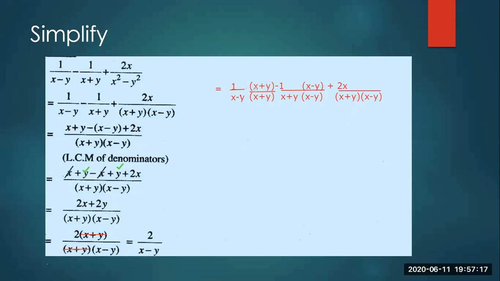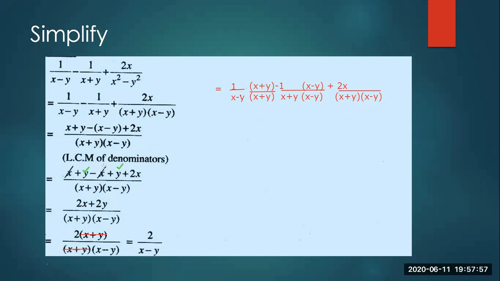Now x plus y will be multiplied with 1. 1 multiplied by x is x, 1 multiplied by y is y. So x plus y, minus 1 into x minus y. 1 is multiplied with x and minus y, so it would be x minus y. Now plus 2x. Now I'll multiply the negative sign with x and minus y. Minus into x becomes minus x, and minus into minus becomes plus y. X plus y minus x plus y plus 2x.